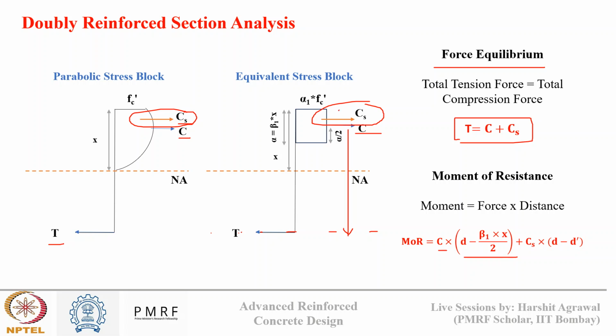And for CS, this depth is given as d dash. So it will create a lever arm distance of CS into d minus d dash. This total depth is d, so this depth will be d minus d dash. And they both add up to give the net moment of resistance.